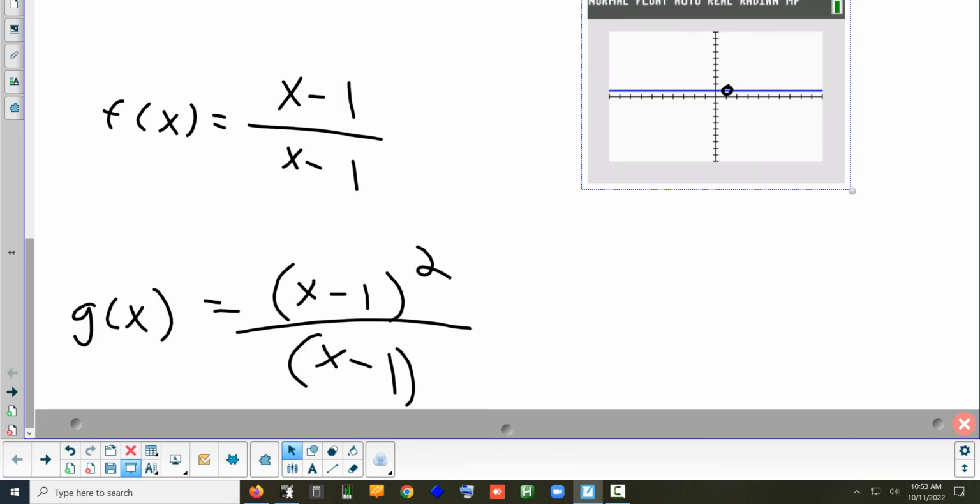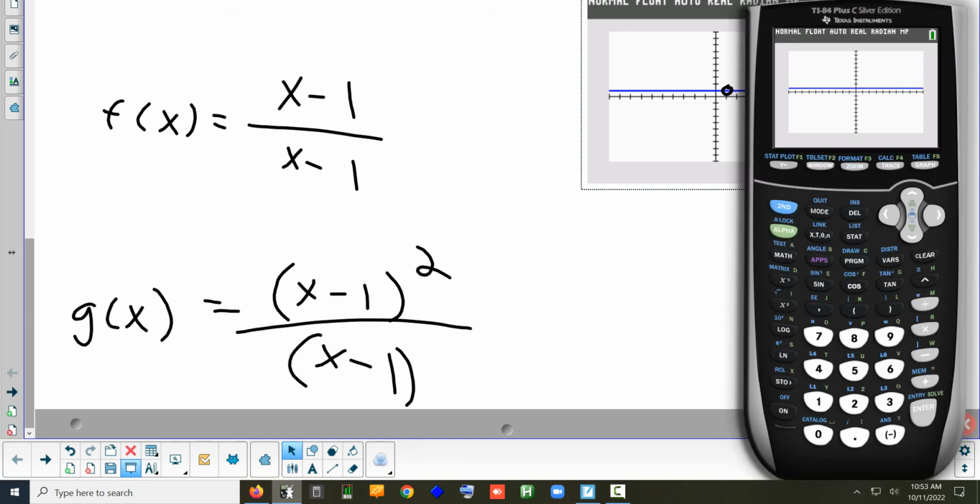Okay, let's look at this one. X minus 1 squared over x minus 1. What's the domain of this one? Is it just 1? No, the domain is not the number 1. All real numbers except 1 is the domain.